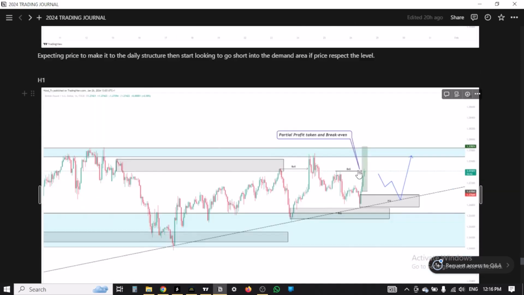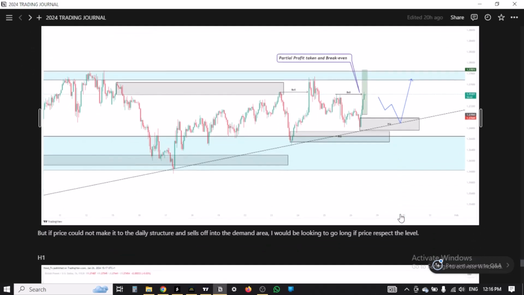Then two, if price is unable to make it into this level and pulls back from this point here, I would be expecting it to pull back into this next demand level to go long again. That was my true expectation. If price makes it here, I'll be selling from this point into this demand level, then looking to buy from that demand level. But if price couldn't make it to this point, once price sells off into this place, I'll be looking to go long again. Those are the two conditions I put in place for this current movement.